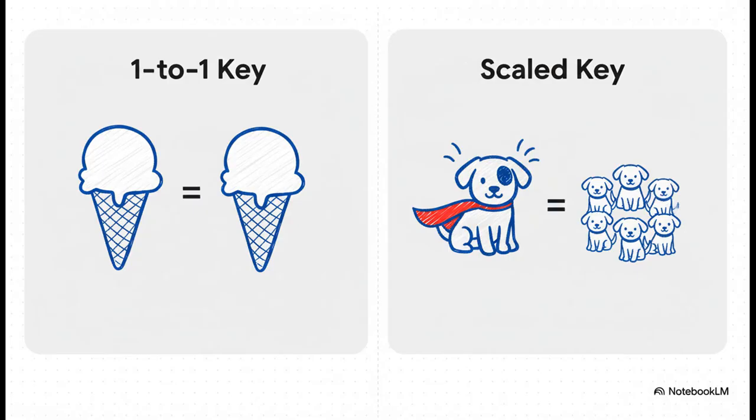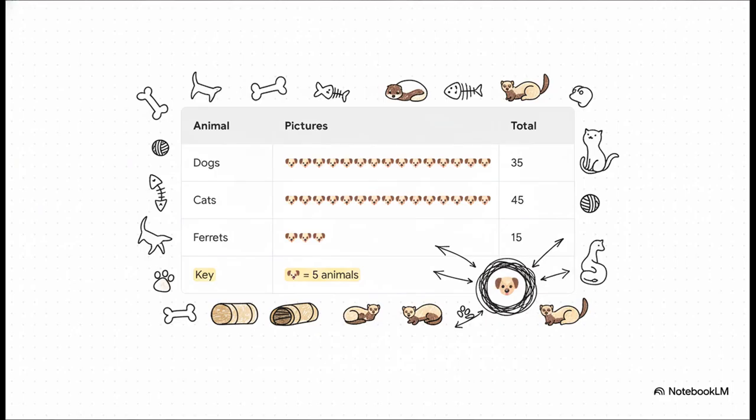And this is where the key becomes our secret weapon. We can switch from a simple one-to-one key to a scaled key. That just means one picture can stand for more than one thing. So for example, a single dog emoji could equal, say, 5 animals. It's a game changer. Okay, let's see how this works.